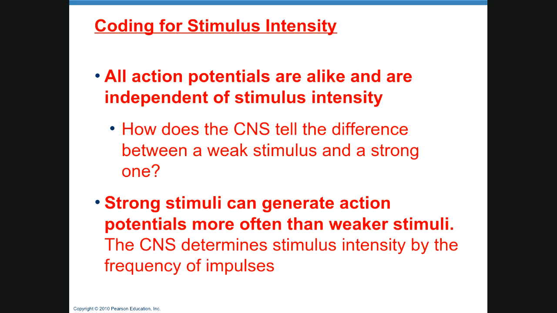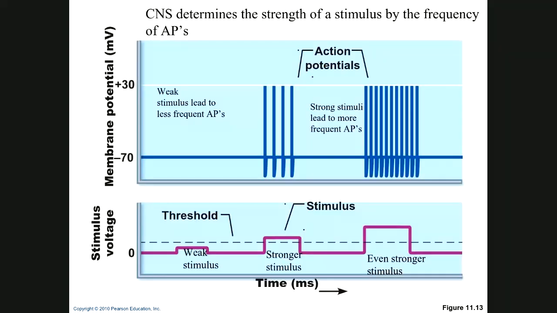All right, all action potentials are alike and are independent of the stimulus intensity. So how does the central nervous system interpret action potentials? Well, it's not based on whether they're large or small, it's based on the frequency. So a weak stimulus leads to less frequent action potentials. A strong stimulus gives us much more frequent action potentials.